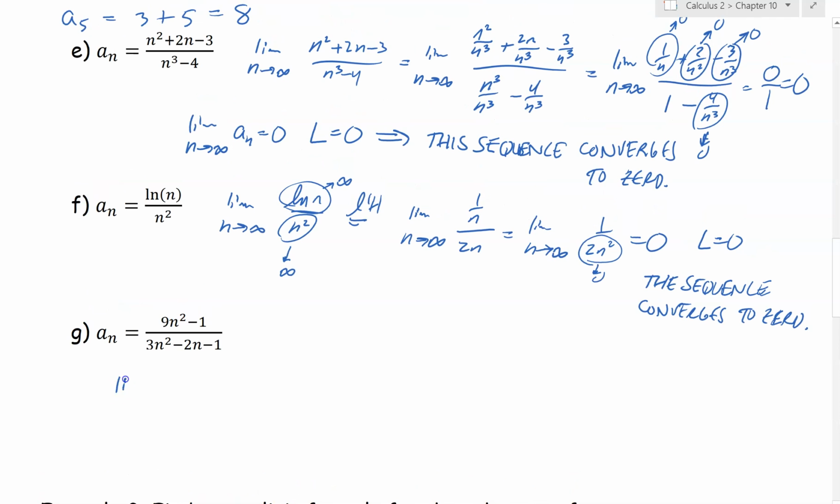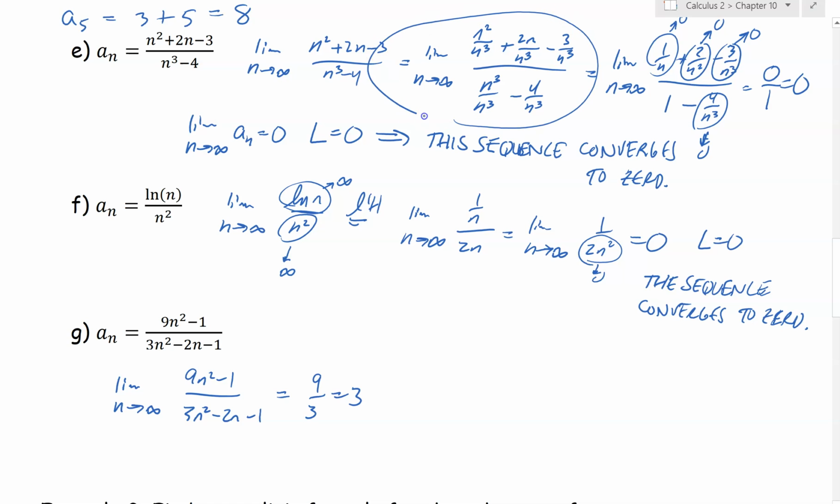Example G. If we evaluate this limit, we get 9/3. You can get that answer by using either technique, like we did in example E, dividing everything by, in this case, n squared, or you could apply L'Hopital's rule. Either way, you're going to get 9/3 or 3. So that tells us this sequence converges to 3, which means as we list the terms of the sequence, they will get closer and closer to 3. You can plug in 1, you can plug in 2, you can plug in 100, you can plug in 1,000. You're going to see the larger n is, the closer these terms come to 3.